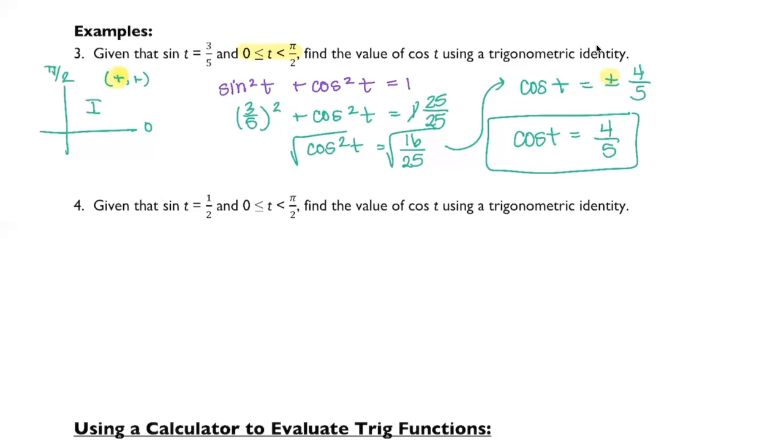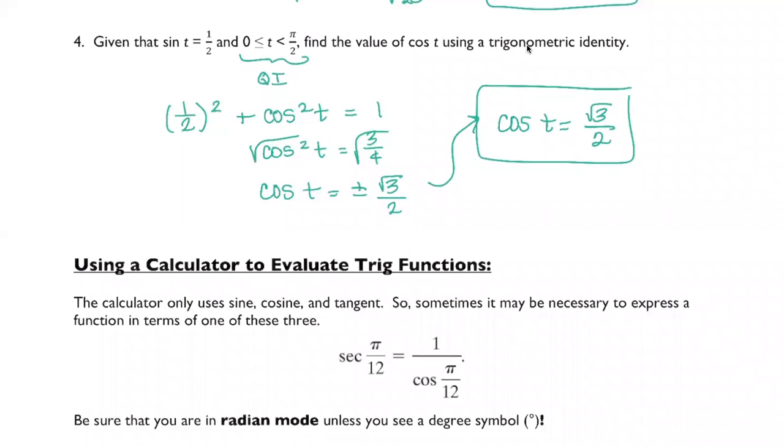Will you go ahead and pause the video and try number 4 yourself? I'll be back in 3 seconds. Alrighty, so you should hopefully get that cosine of t is positive square root of 3 over 2. Again, we want the positive because they told us we were in quadrant 1 once again, but always make sure you include that plus or minus because they could have told us that we were in quadrant 2, for example. If that was the case, then we would choose the negative because in quadrant 2, x is negative.